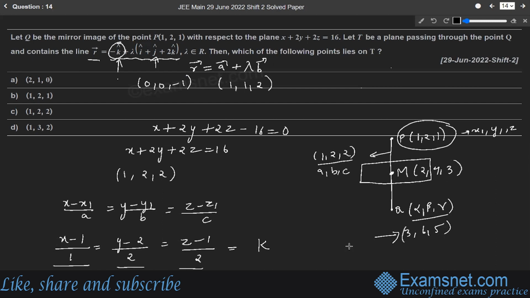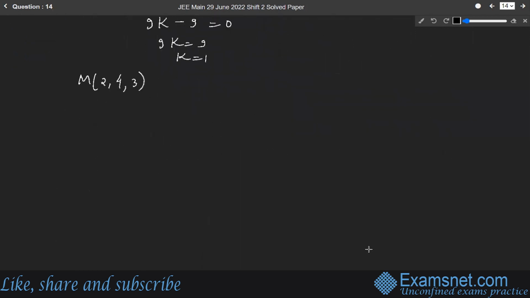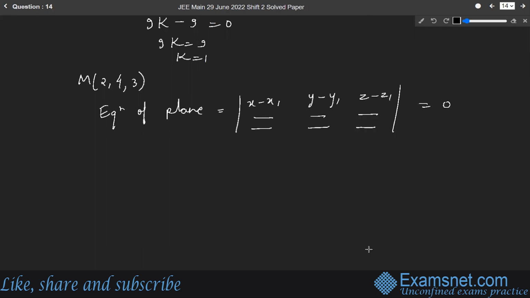Okay, coordinates of i, j, and k. It means the coefficients of i, j, and k. What is the coefficient of i? 1. What is the coefficient of j? 1. And what is the coefficient of k? 2. Right? So we have to find the equation of plane T. What is the basic formula to find the equation here? Whenever we have to find the equation of plane, then we use a formula: the determinant with the first row x - x1, y - y1, and z - z1. Okay. And it is in the form of a determinant, and this will always be equal to 0. And the remaining two rows will contain the coordinates for point Q and the coordinates for B vector, right?